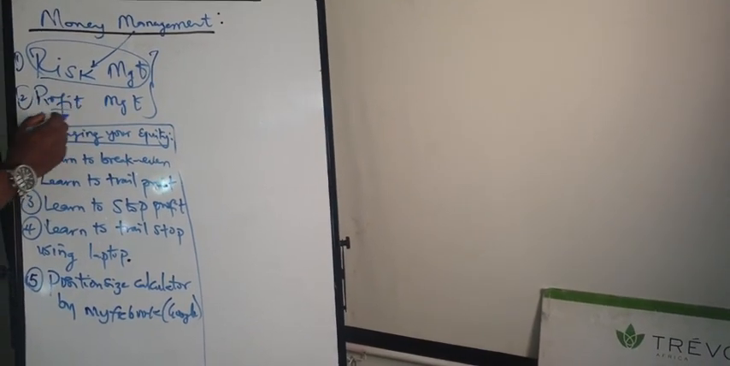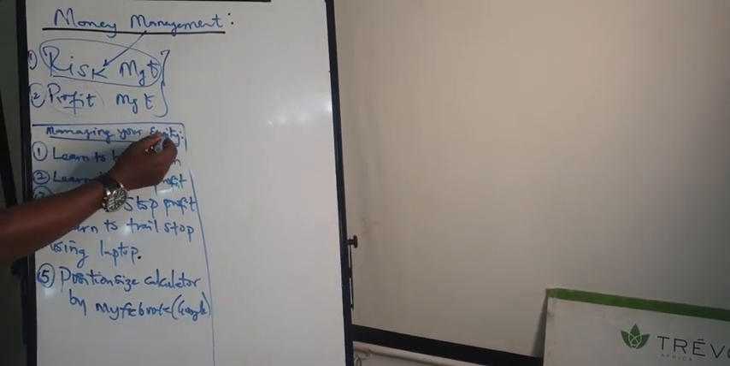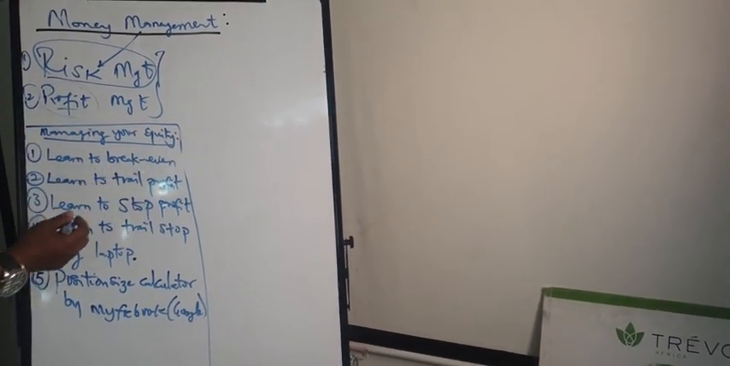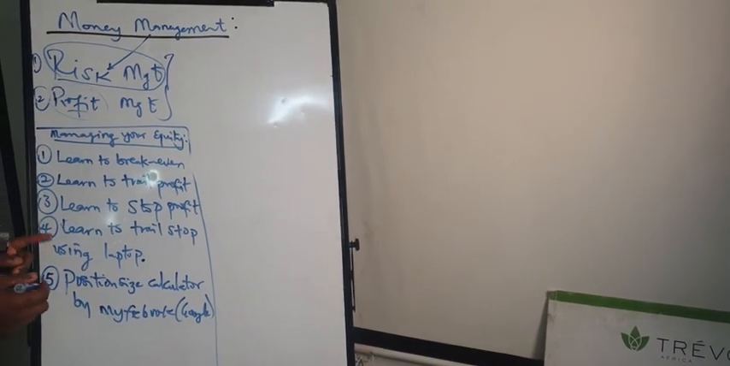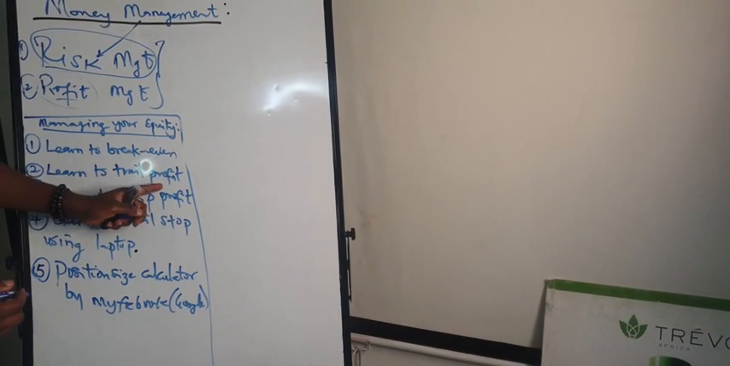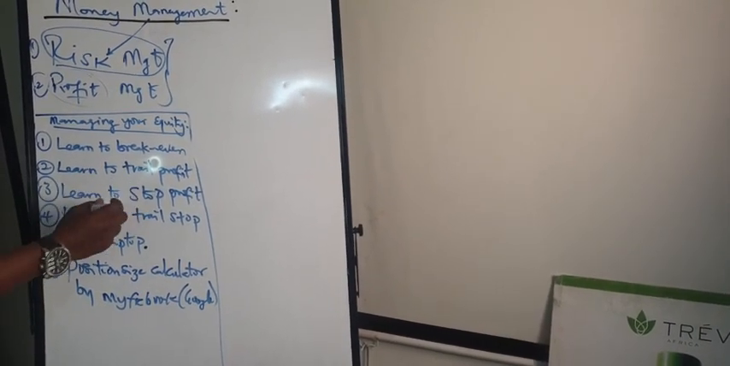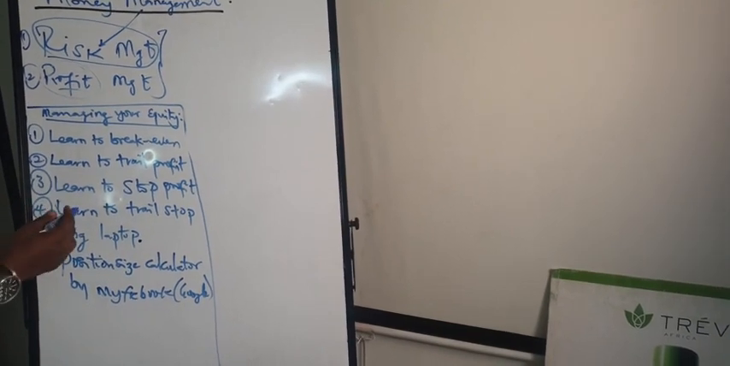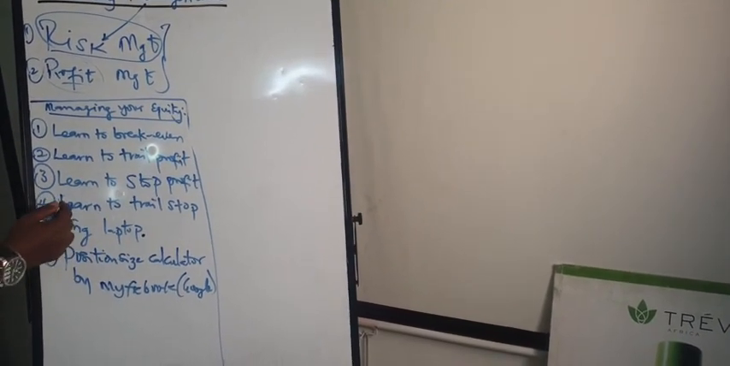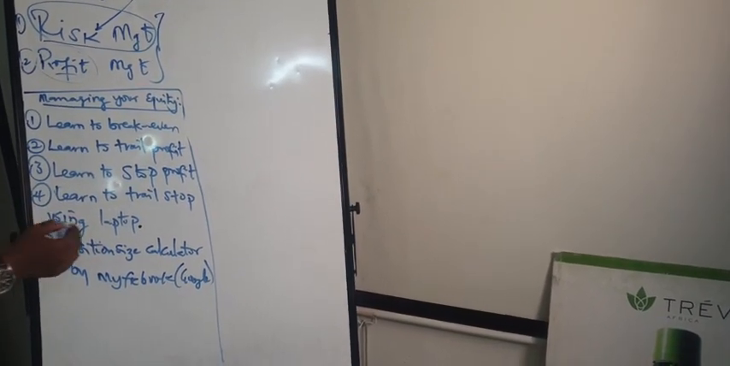That's why I said, don't focus on profiting, focus more on your risk, and then managing your equity, which is your risk, your money. You need to learn these few things. You learn to break even in your trade, learn to trail profit in your trade, learn to stop profit as well. People are used to stop loss. You need to start telling yourself there is something called stop profit. You need to learn to trail stop a trade, especially those using laptop. That's why I say using your laptop.